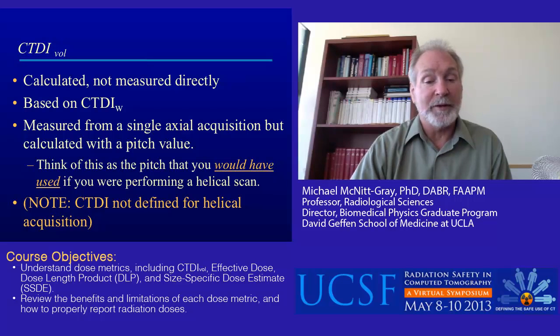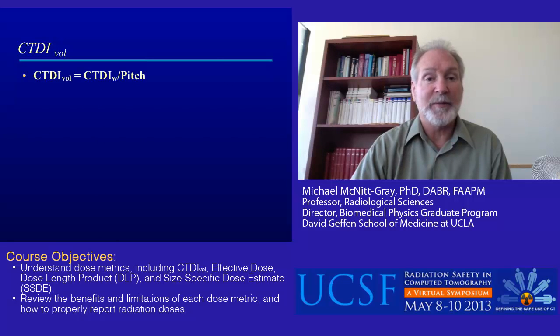But please be clear, CTDI is not defined for a helical acquisition, the measurement itself. This calculation that I'm going to show you in the next slide takes into account the conversion from the axial scan that you do to the helical scan using the pitch value, as you'll see. So CTDIvol is very simply CTDIw divided by pitch.